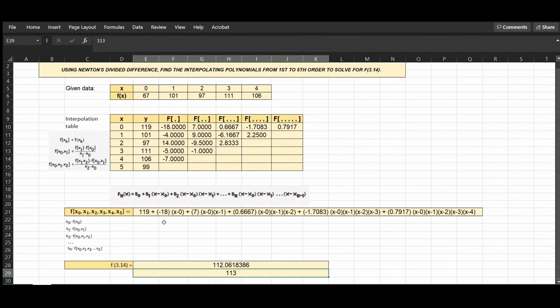So we were tasked to find the interpolating polynomial. We have this equation, and we have also solved for the first to fifth order, and we have also calculated the f of 3.14 value, which is 113. Going back to our presentation, I hope we're still catching up here.